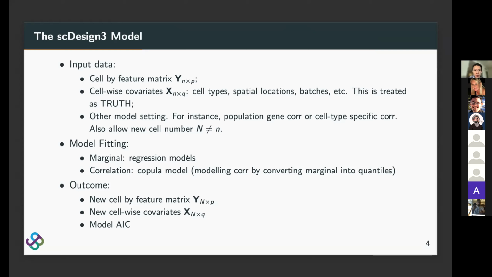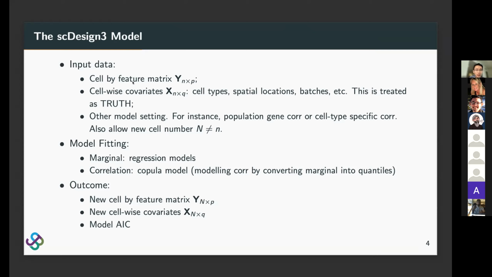After we get the distributions for each individual gene, we will use a Copula model to model the correlation structures. The basic idea for the Copula model is that we convert the marginal distribution into its corresponding quantiles. Then for each marginal, you now have quantiles from 0 to 1, and you just try to model the correlation based on this quantile matrix.